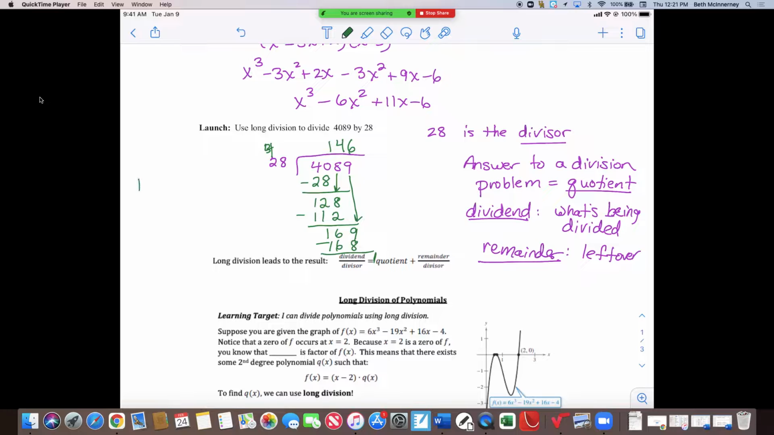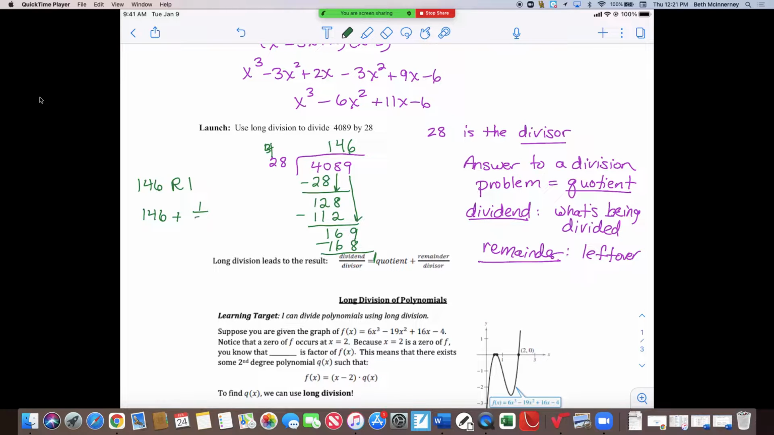So back in 4th grade, when you first learned how to do this, you wrote it like this. And you said the answer, the quotient, which is the answer, would be 146, and we did R1. That was 4th grade. Then in 5th grade, you learned this.